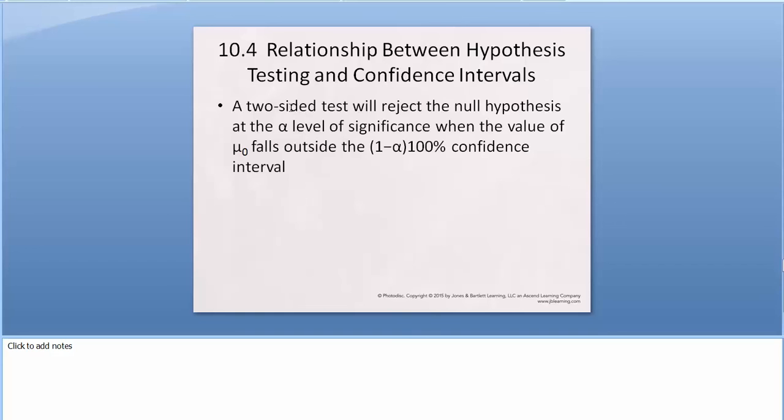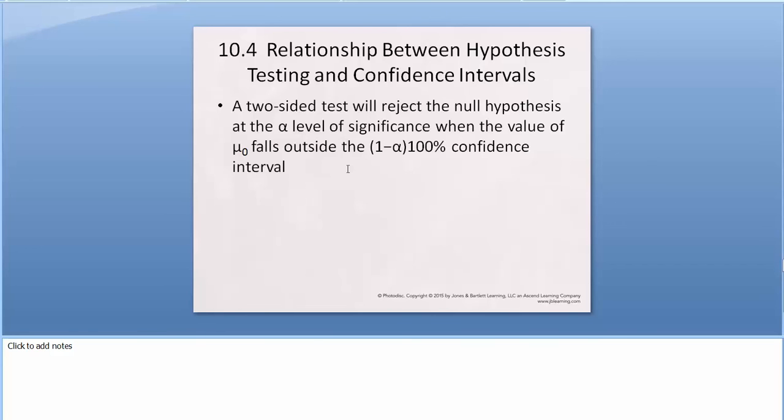What it is saying is that a two-sided test will reject the null hypothesis at the alpha level of significance when the value of mu sub 0, remember this is the hypothesized value for a test, right? If that hypothesized value falls outside that confidence interval, then you can reject the null hypothesis. Okay, I mean this makes sense if you think a little bit and do a couple of problems. In fact, in a picture this becomes much clearer. Let's see how this works.